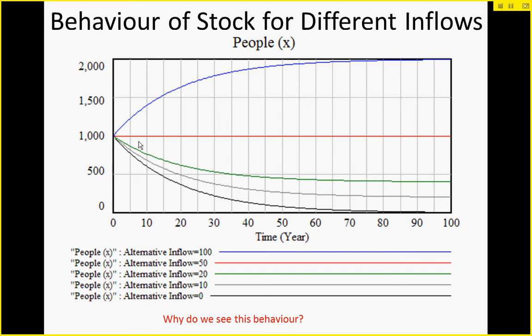Now, meanwhile, if we had a lot more people coming in, 100 people coming in per unit of time, per year, then the value of the stock is going to do what? It's going to increase. It's going to increase slower and slower. Why slower and slower? Why is it increasing? It's increasing because what?